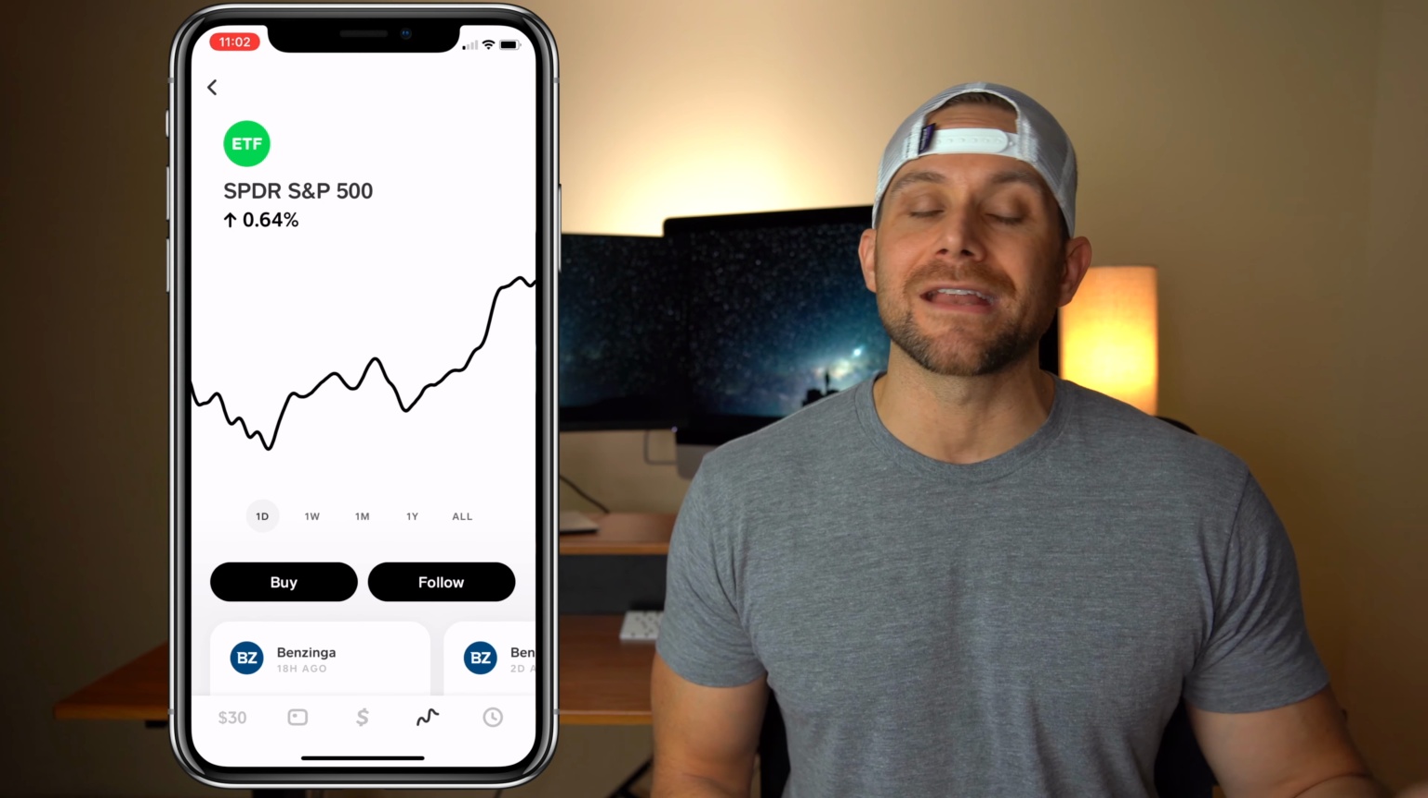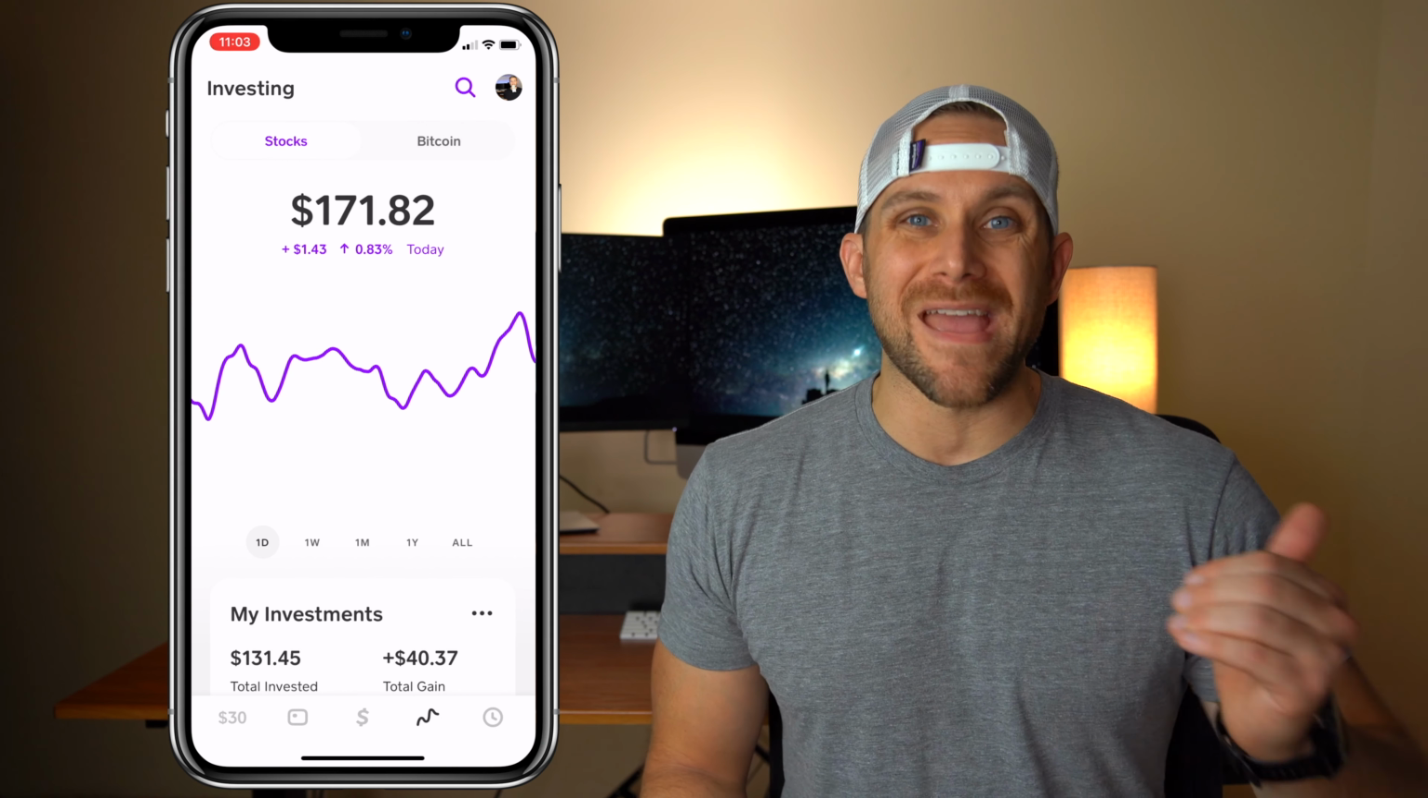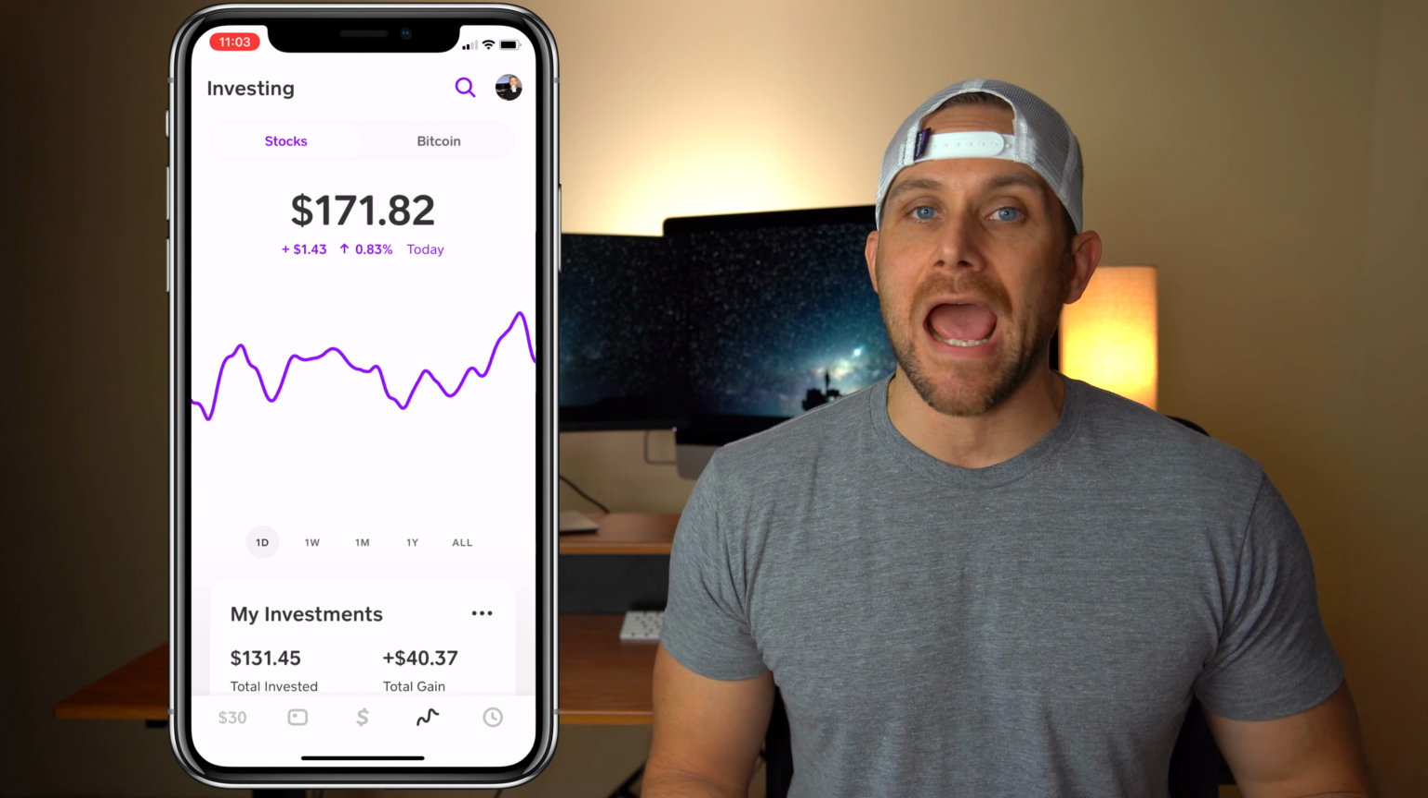So let's go over another way that you could get charged a type of fee if you were investing through Cash App. The next way that you would pay a fee, in this case specifically a tax, is if you sell stocks at a gain. So if you make money, then you will pay a tax on those earnings that you make.